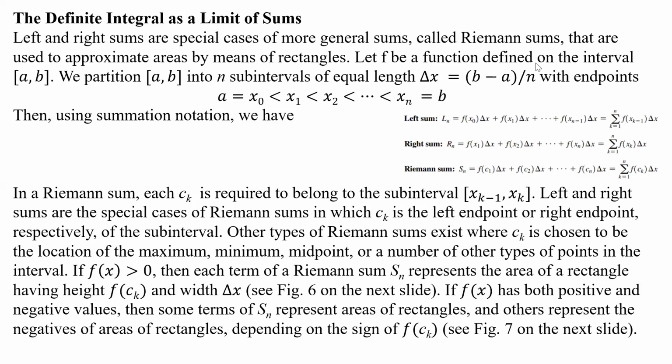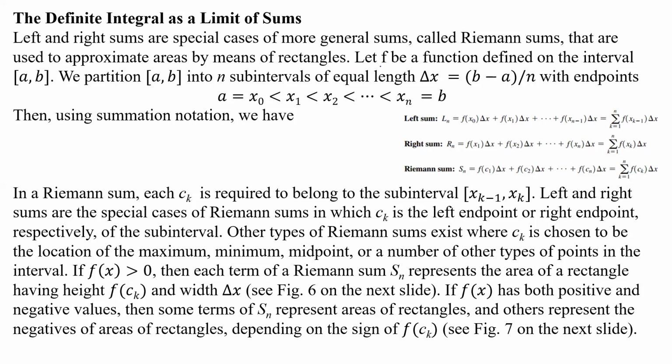All right, so here we have the definite integral as a limit of sums. Left and right sums are special cases of more general sums called Riemann sums. This is named after the German mathematician George Riemann, who lived in the 1800s, 1826 to 1866, and they're used to approximate areas by means of rectangles.